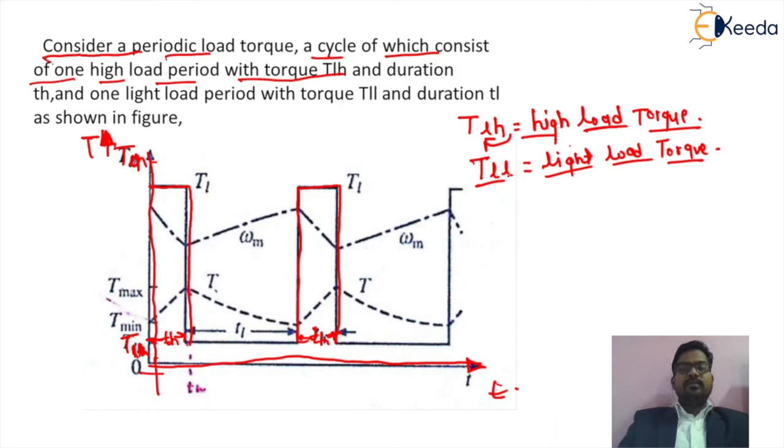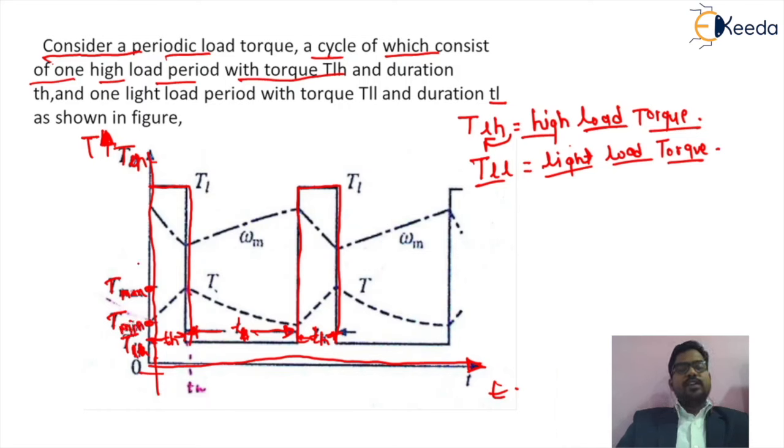And the second term is TL. What do we mean by TL? It is the timing for the light load torque. And in between, we have the value of the torque from the T minimum value to the T maximum value. This is called T max and T minimum.